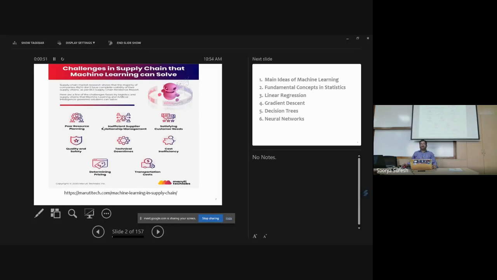So compared to traditional and classical techniques, machine learning plays a major role in extracting the information.